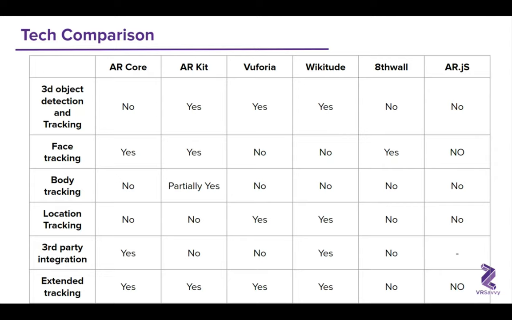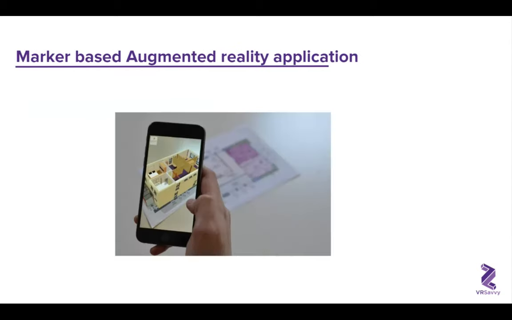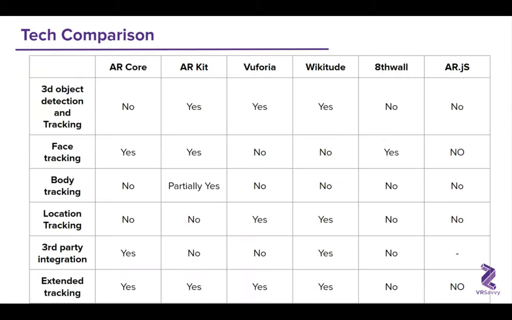Extended tracking is, for example, I am having a marker and the augmented reality content is triggered. After the content is triggered, if I move my phone so that I cannot see the marker anymore, whether my content is still visible to me or the content disappears, that is called extended tracking. If it is visible even if I move my focus away from that marker, even if I am able to view it from quite a little distance, then it has extended tracking. If not, it does not have extended tracking. Based on extended tracking, almost everything has it except 8th Wall and AR.js.